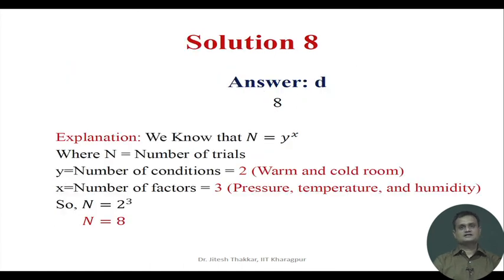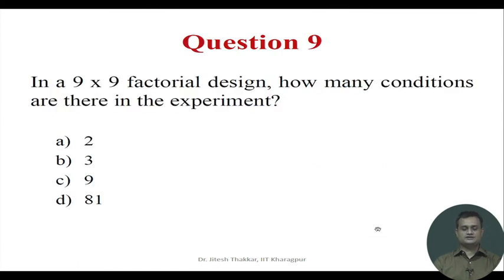So, the correct answer is D, that is 8, and you can see that n is equal to y raised to x, where n is the number of trials, y is the number of conditions, which is 2 here, warm and cold, x is the number of factors, and here we have 3 factors: pressure, temperature and humidity. N is equal to 2 raised to 3, n is equal to 8.